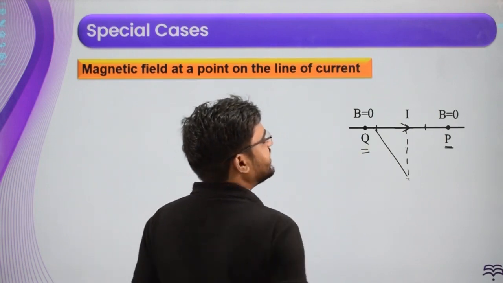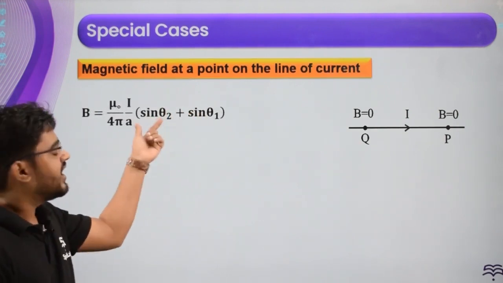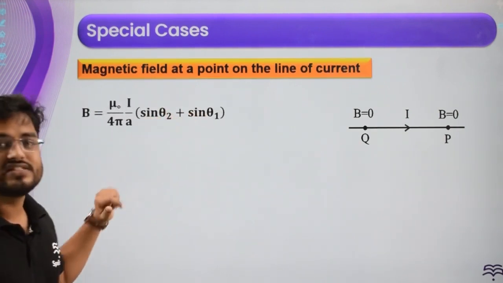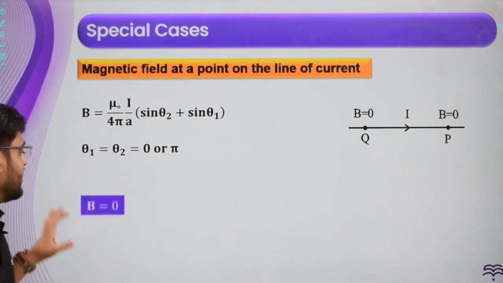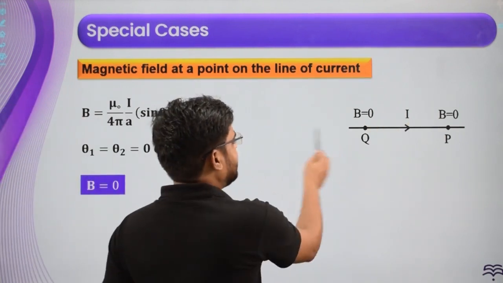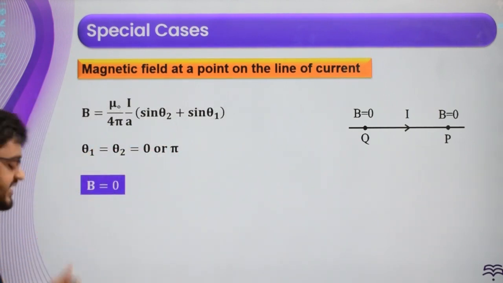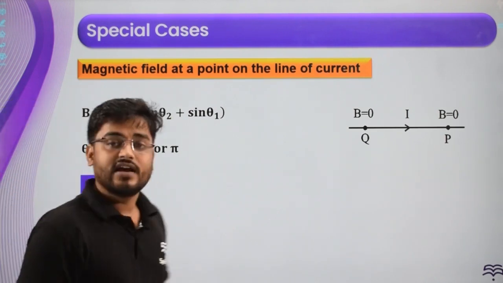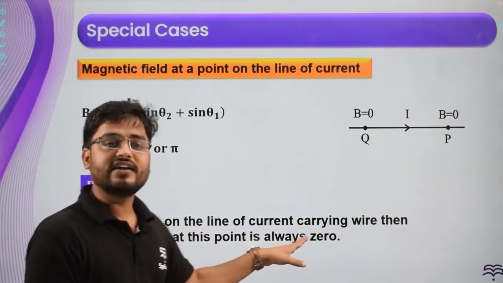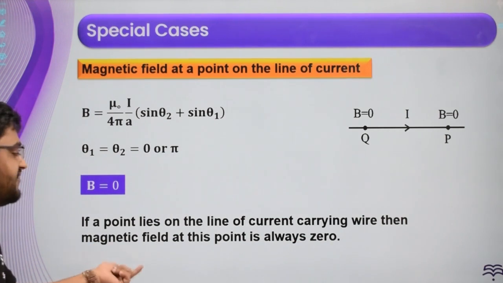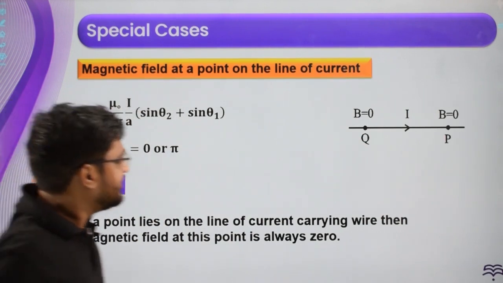If we take the point over here, then also it is going to be 0. So theta 1 as well as theta 2 are both going to be 0 or 180 degree. Sin theta value is 0, so this is 0 and 0. So overall, the magnetic field is 0. Again, if this is a wire, and we are talking about some point here or here on the length of the wire or on the axis of the wire itself, then the magnetic field produced is 0. We'll be using this in a lot of questions, okay? So if a point lies on the line of the current carrying wire, then the magnetic field at this point is always 0. The current does not produce any magnetic field on this line, okay?